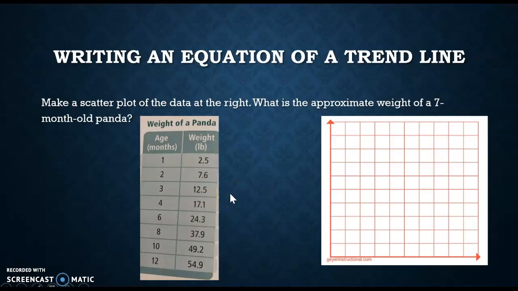All right, writing the equation of a trend line. We're going to do this one on the next video. See you there.